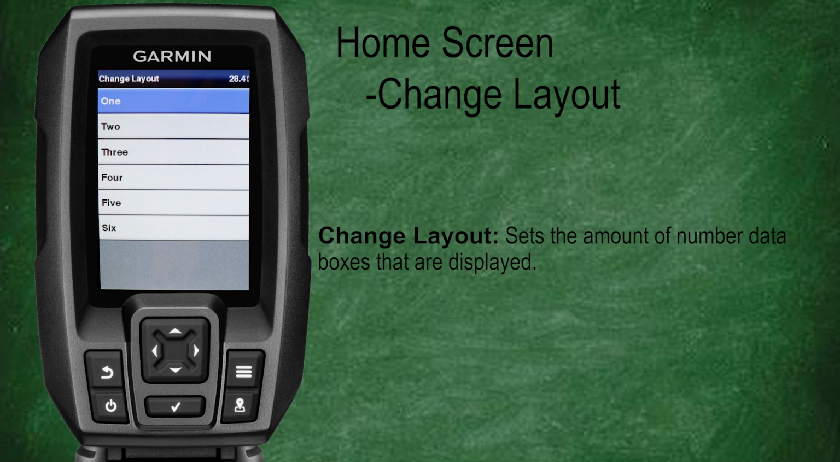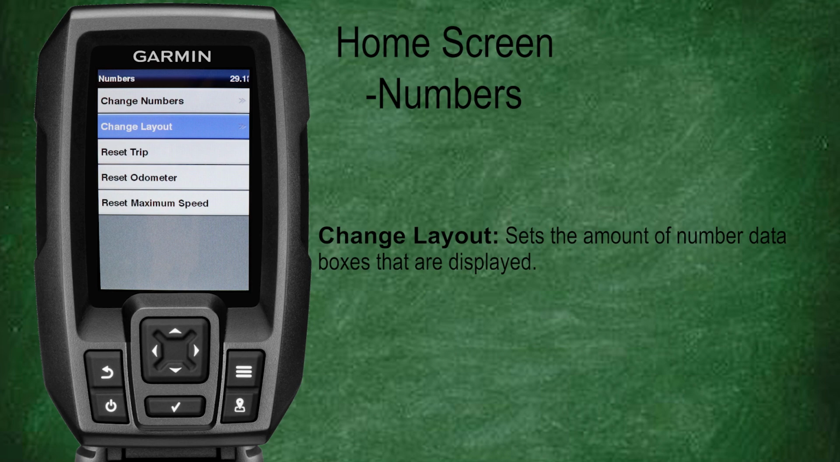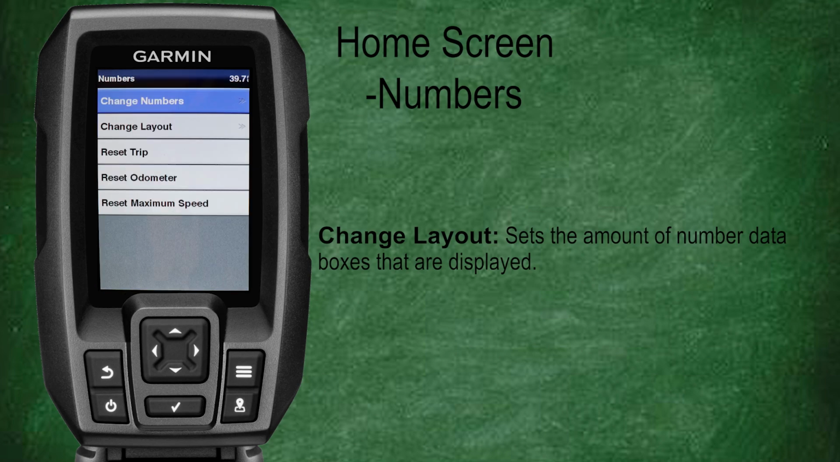This is going to be how many number boxes you want available on your screen. If we select 4, we'll see that our number screen now only has 4 boxes with available information. Now let's go back and change our layout to 6, because I like to have more information available on this screen at one time. Now we have our layout selected, we'll press the menu key and select Change Numbers.